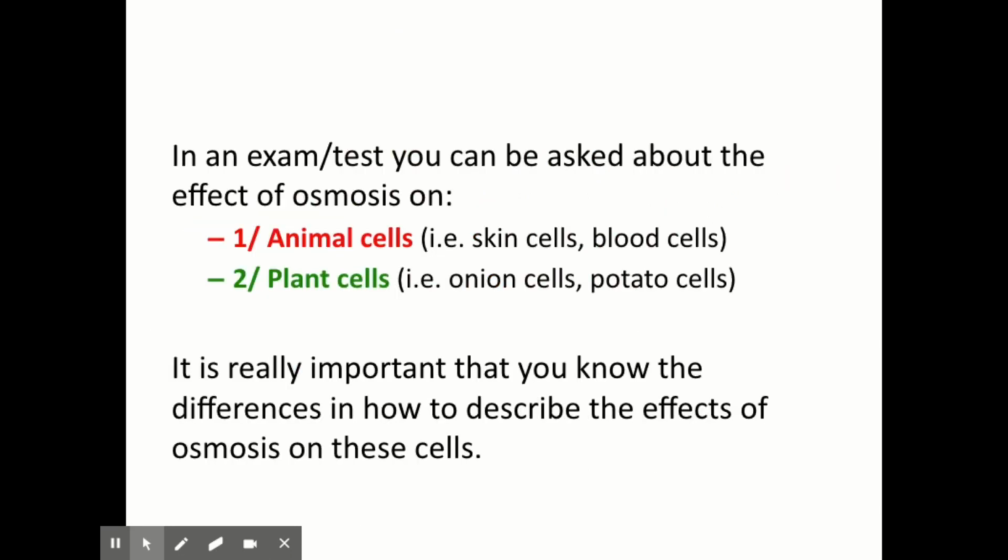So in a test or exam, you can be asked about the effects of osmosis specifically on animal cells or plant cells, and it's really important to know the difference between those. If there's a question about skin cells or red blood cells, then they're talking about animal cells. Any cell that would be in your body or a normal animal's body would be animal cells. Plant cells would be the question talking about things like onion cells or potato cells. So keep in mind that in a question about osmosis, you need to work out what type of cell they're talking about. Whether it's skin cells, it's animal cells, onion cells, plant cells.